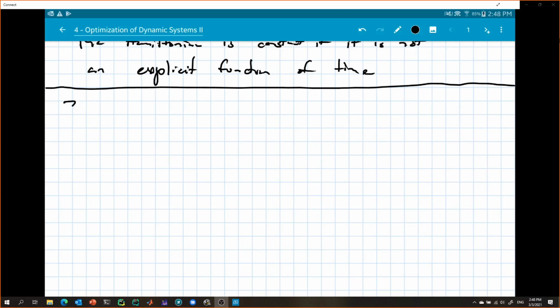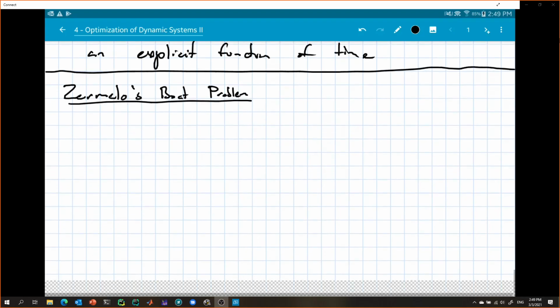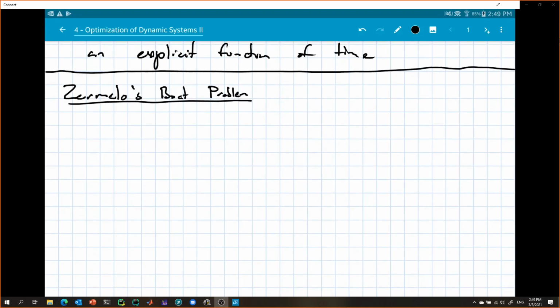So let's work through this. This is probably the second most common problem. It's actually a little simpler. It's Zermelo's boat problem. You see a lot of variations of this, and I've made variations of it too. If you develop a new method, like a new way to bound things, you can modify this problem pretty easily and then have it as a proof of concept.